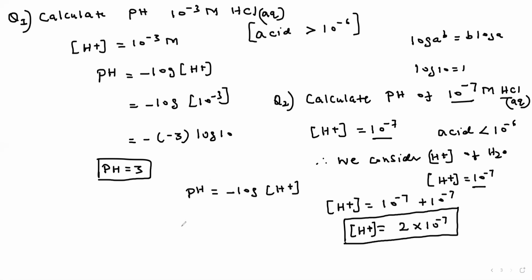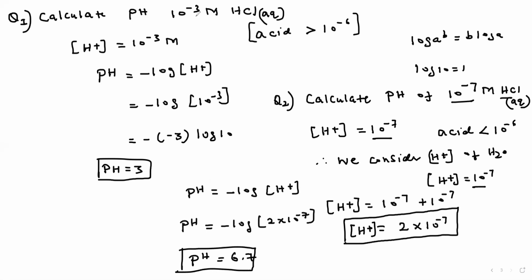What is the H plus value? pH is equal to minus log of H plus, which is 2 into 10 power minus 7. If you do the calculation, what is the value? Around 6.7. Here, if it were power 3 the answer would be 3, but here it is power 7. What are the options? Option A is 7, option B is 6.7, option C is 5.8, option D is 8. What is the answer? 6.7, not 7.